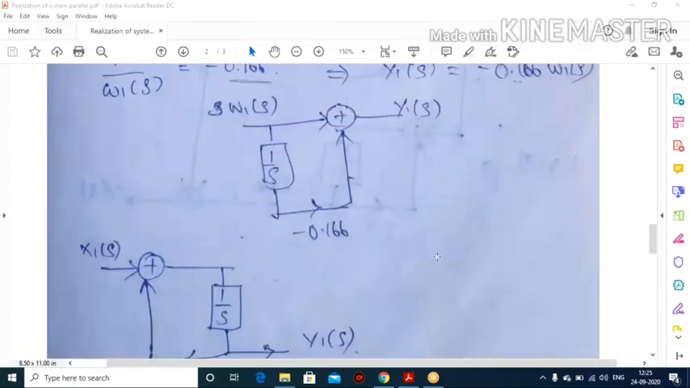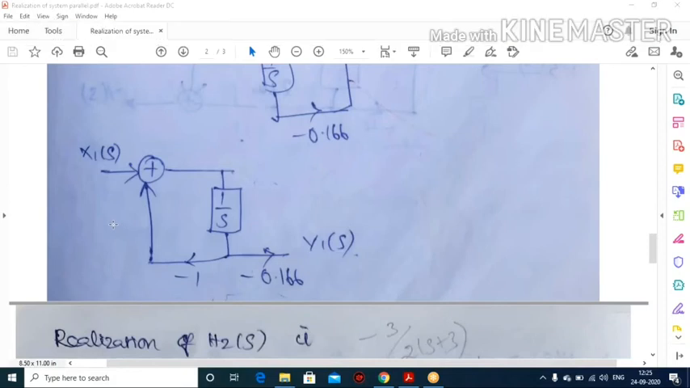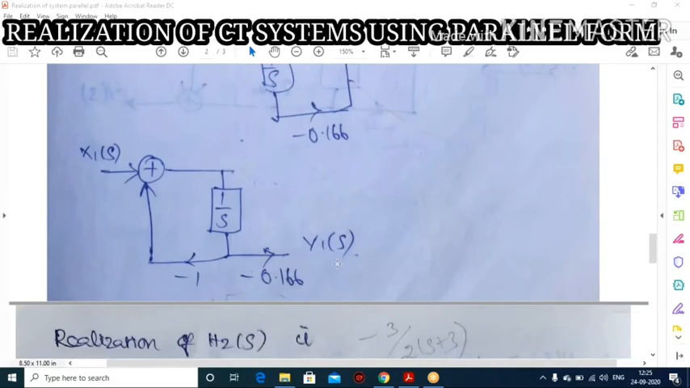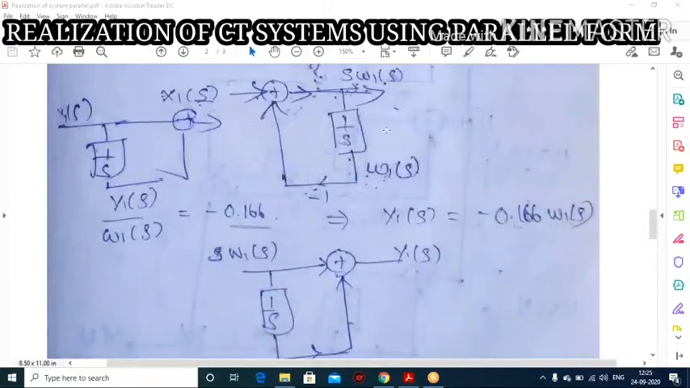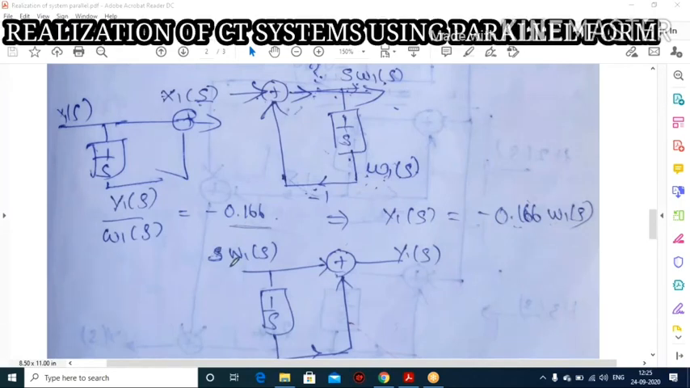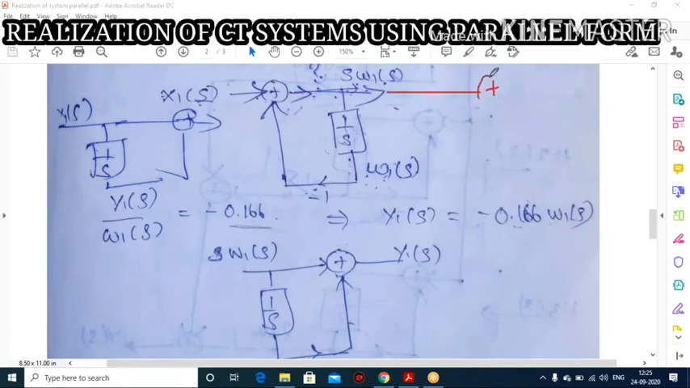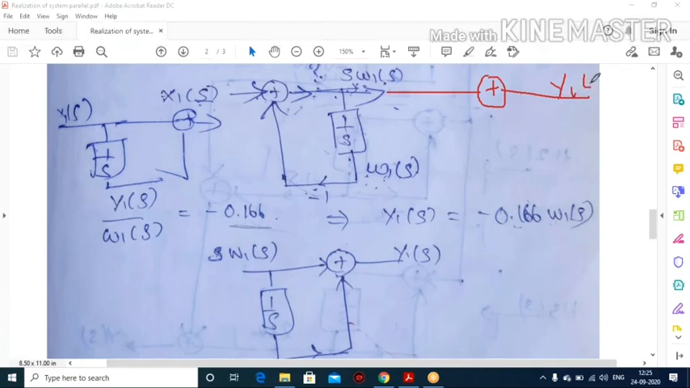Am I clear now? Any doubt in this block? Once you are clear on this system function, the other two functions are also easy, because we follow the same procedure. If you have any doubt, I will redraw it. If you have any confusion, just see. Here I draw S1 W1 of s, I place this block here, and I add one adder block. Finally Y1 of s.